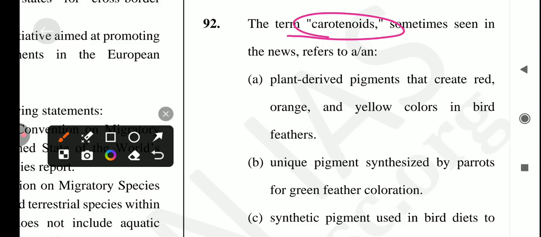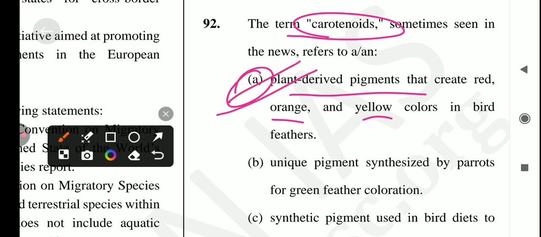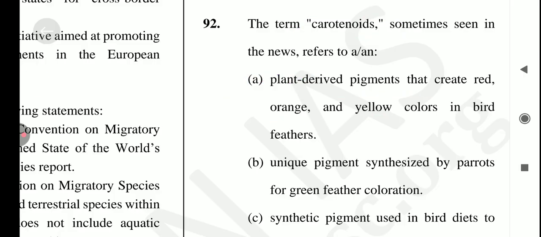The term carotenoids, sometimes seen in the news, refers to plant-derived pigments that create red, orange and yellow color in birds' feathers. Yes, it's a correct statement. So the answer for this question is option A.